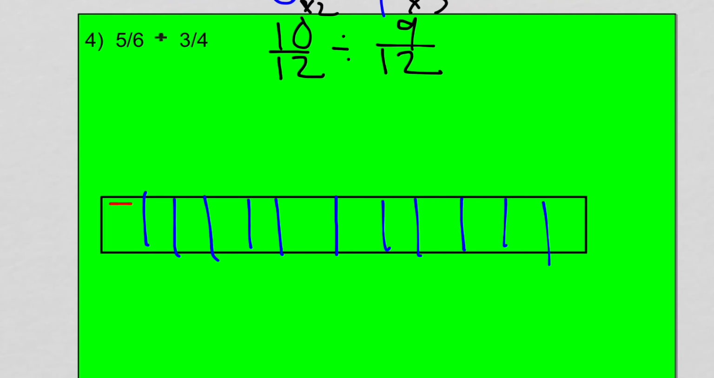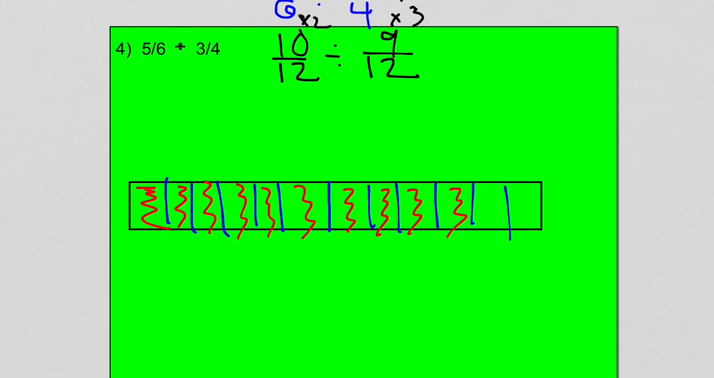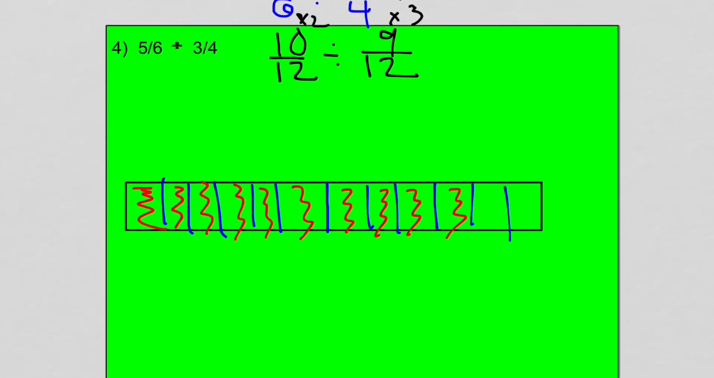Shade in 10 of them to show 10 twelfths. Okay, so there's 10 twelfths. That's the first fraction, right? Well, we want to know how many 9 twelfths are in 10 twelfths. So we want to know how much of this amount, 9 of them. 1, 2, 3, 4, 5, 6, 7, 8, 9.